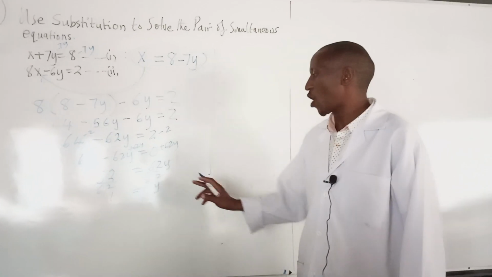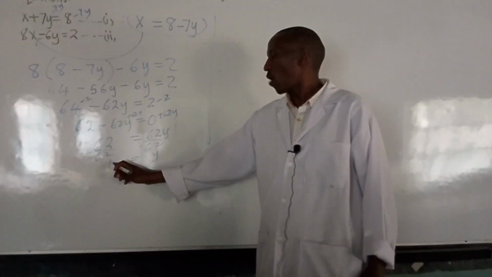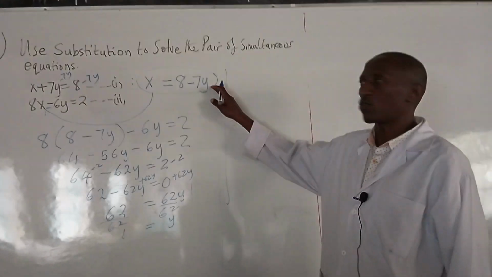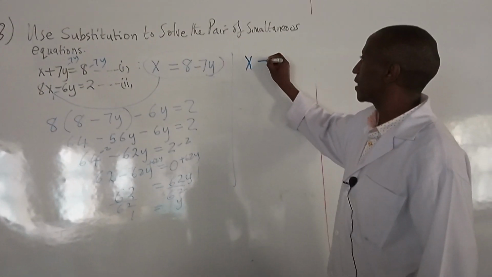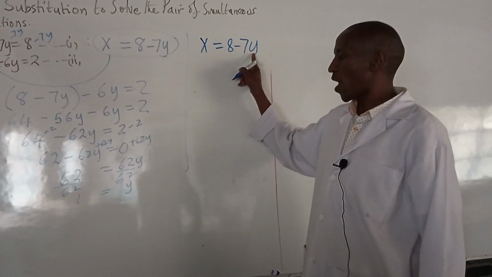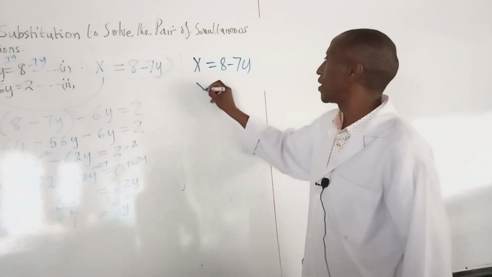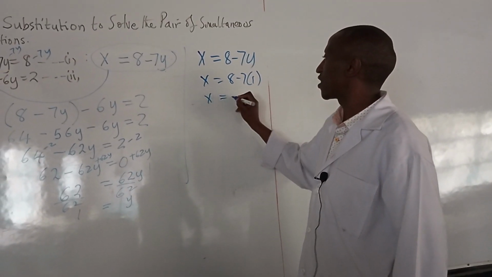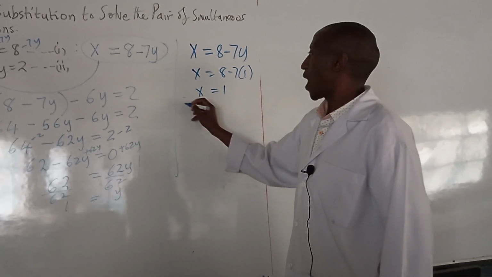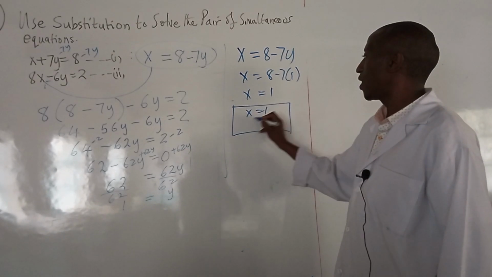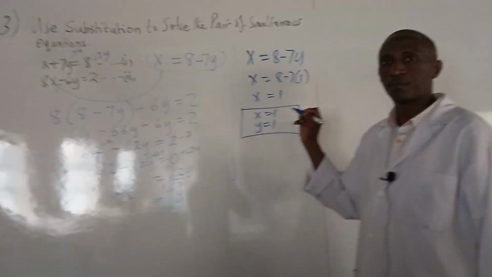Okay, viewers, now once we get y is equal to 1, we substitute this into this equation and we get x is equal to 8 minus 7y. Where we have y, we put 1, and that gives you that x is equal to 8 minus 7 into 1, and we get x is equal to 1. We need to once more pair them and say x is equal to 1 when y is equal to 1.